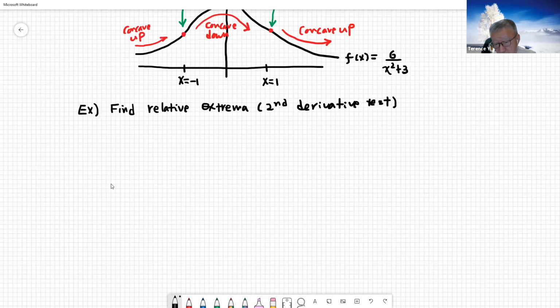But as I mentioned, with the second derivative test, we don't have to create a table or anything like that. We're just going to use the second derivative test. If you find that f double prime of c is greater than 0, then it's a relative minimum. If it's less than 0, then it's a relative maximum. So let's take a look at this.